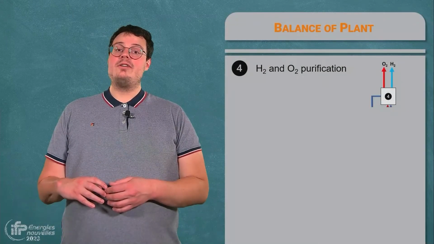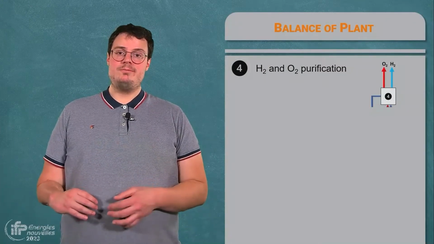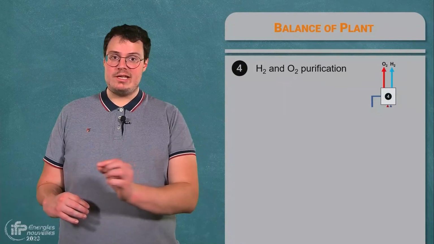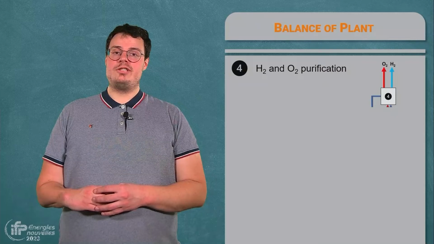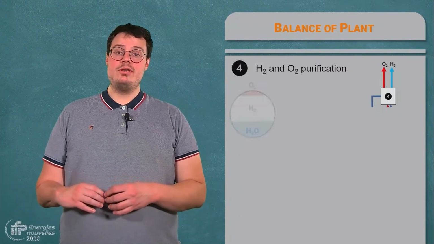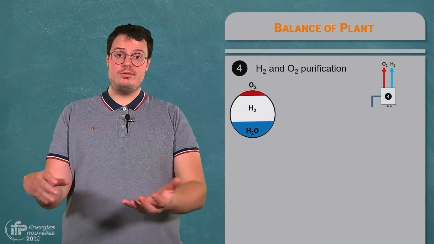Similarly, gases can cross over the membrane or separator, and as a result, some oxygen can end up in the hydrogen flow, the crossover effect. Therefore, the hydrogen needs to be purified. In other words, the oxygen and water removed.